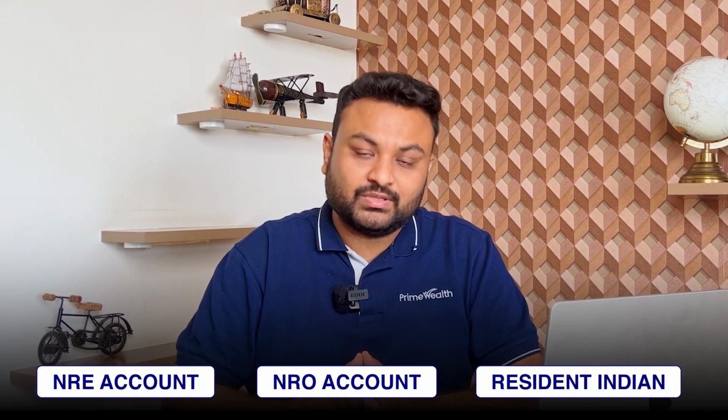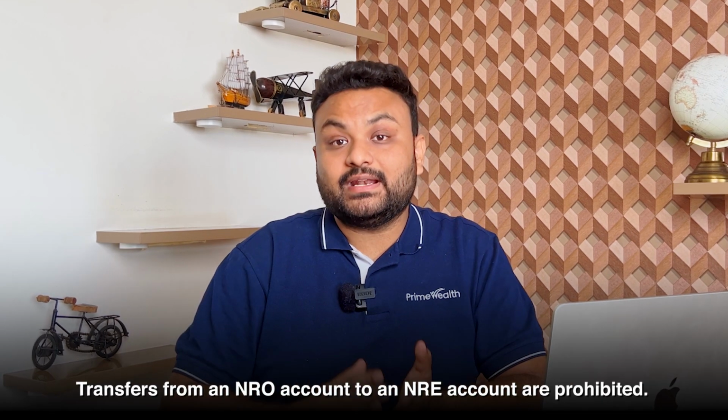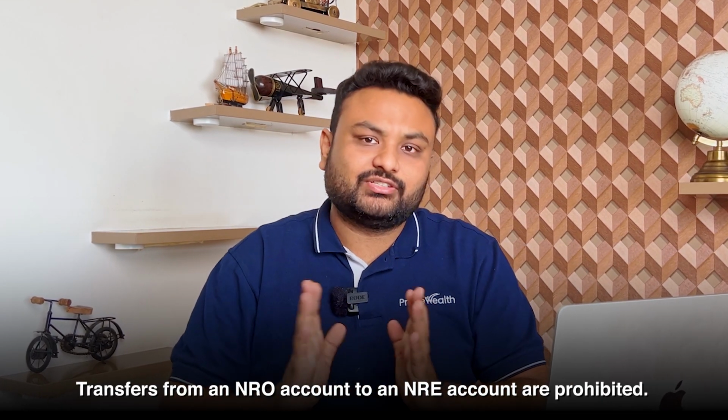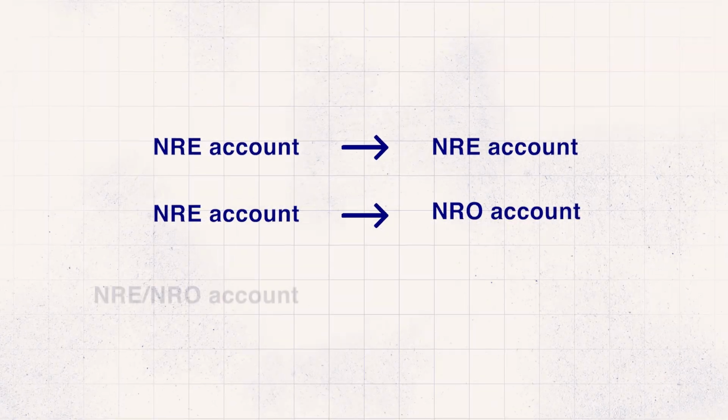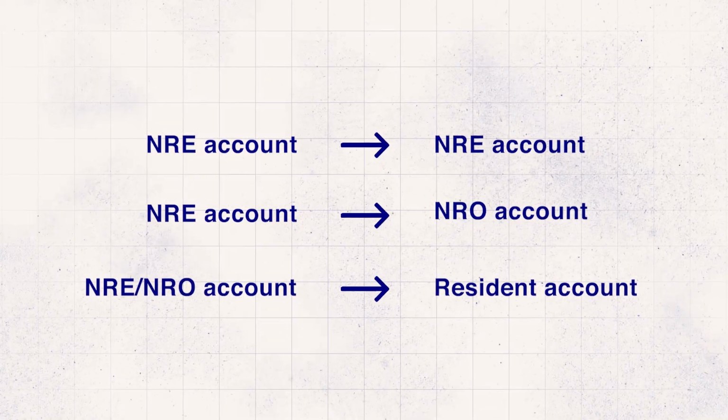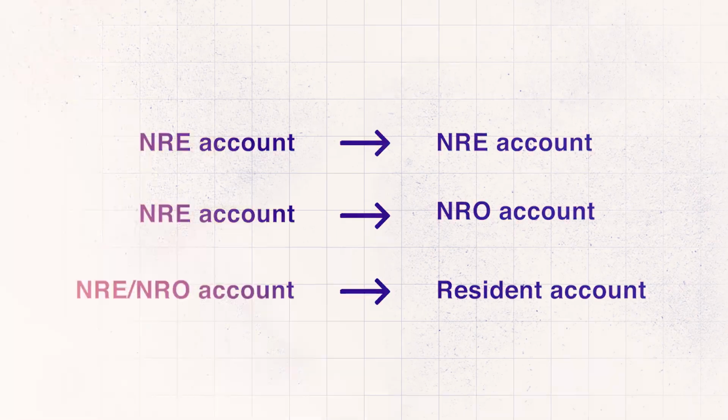Now let's see which type of transactions are permitted for NRIs. NRIs are permitted to conduct UPI transactions between NRE and NRO accounts as well as their resident Indian accounts also. However, the transfer from an NRO account to an NRE account is strictly prohibited. The permitted transaction combinations usually include transferring money from NRE to NRE, NRE account to NRO account, NRE or NRO to any resident account, or maybe your parents' accounts.